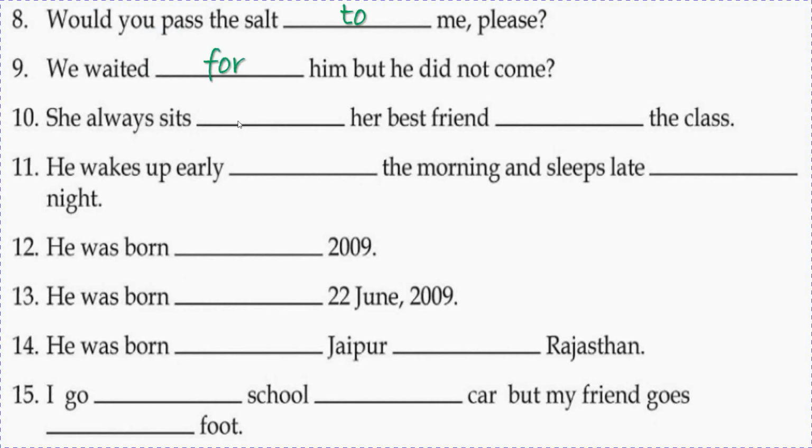We waited for him, but he did not come. She always sits with her best friend in the class. He wakes up early in the morning and sleeps late at night. He was born dash 2009, and children see point number 13, he was born dash 22nd June. So for year we write in and for date we write on. In 2009 and on 22nd June 2009.